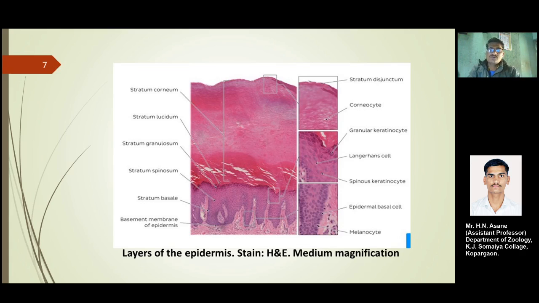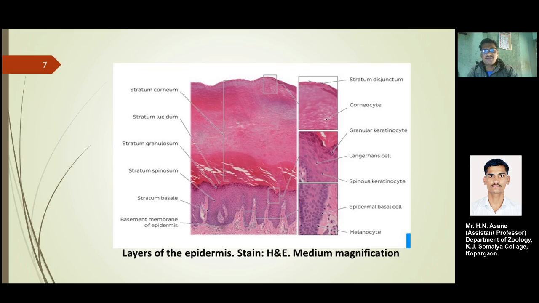So this is the actual stained image of the epidermis, stained by hematoxylin and eosin, at medium magnification. As you can see, these are the layers of the epidermis only.